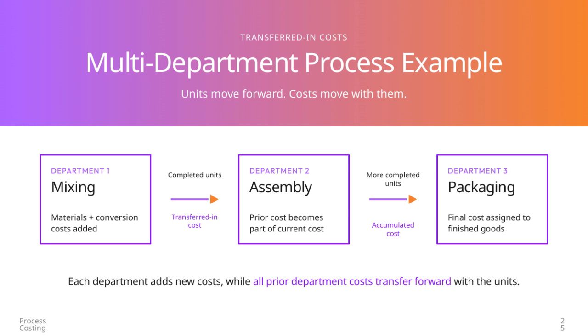Throughout this entire process, each department contributes new costs, but all the prior costs from earlier departments are carried forward with the units. This continuous transfer and accumulation of costs is a key feature of process costing.